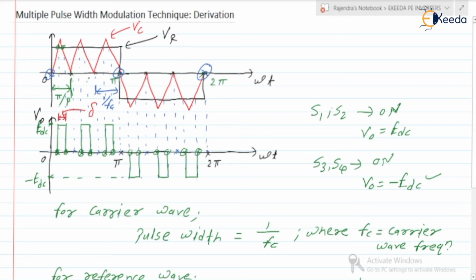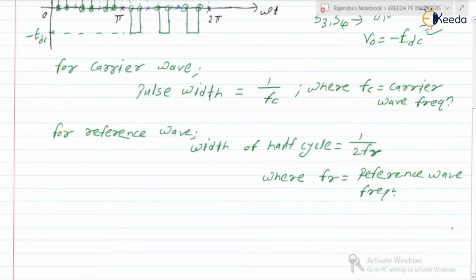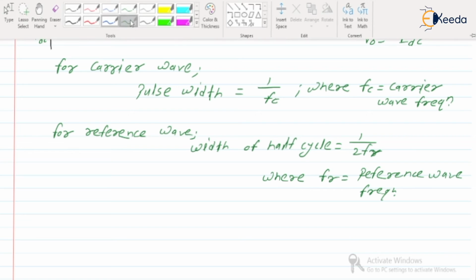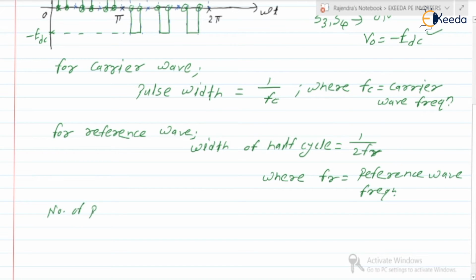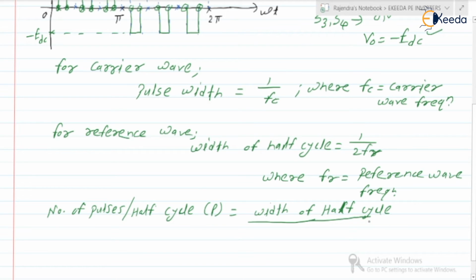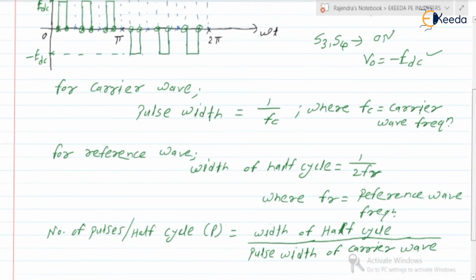Now, can we write the number of pulses per half cycle? Yes, we can write the number of pulses per half cycle, P, is equal to the width of half cycle of the reference wave divided by the pulse width of the carrier wave. Are you getting the point?